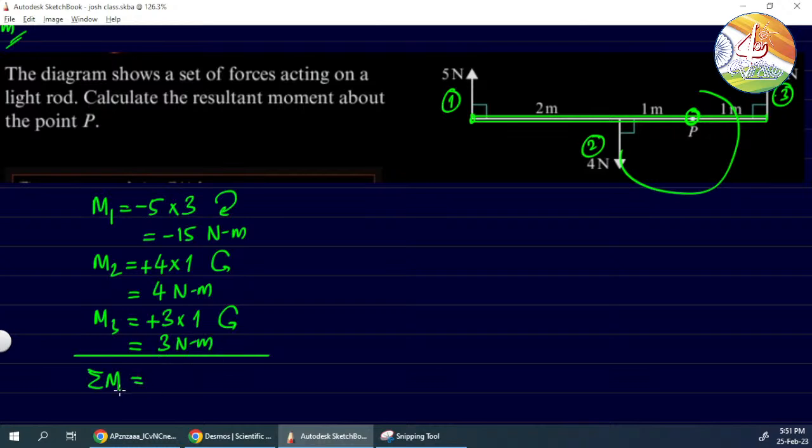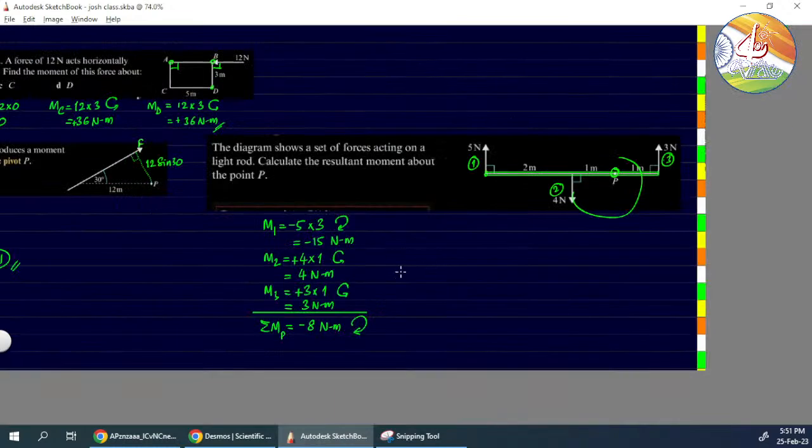Now to add all these, we can just call it the sum of all the moments about point P. So minus 15 plus 4 plus 3, 4 plus 3 is 7, 7 minus 15 is minus 8 Newton meter. Minus means that it is acting in clockwise direction. So this is how we can find moment.